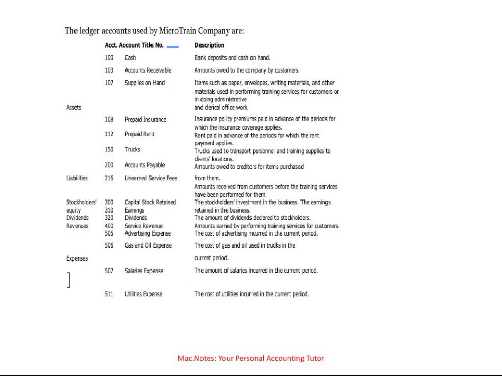Here's Microtrain's chart of accounts. Here's cash, account number 100, accounts receivable 103, supplies 107, they give a description of it. Trucks 150. Then we get into the liability accounts, then the equity accounts, and then the revenue accounts are 400, and you see that the expense accounts are 500.